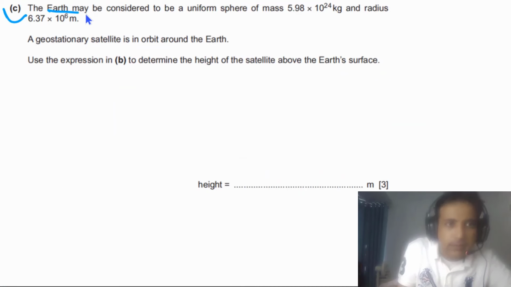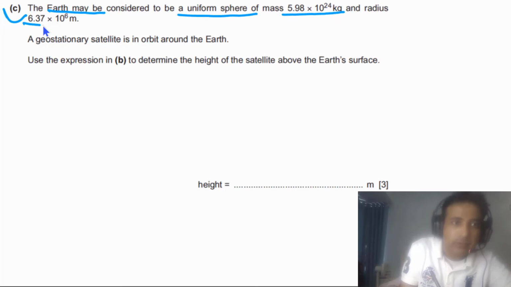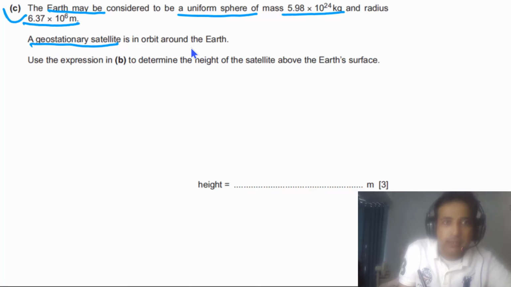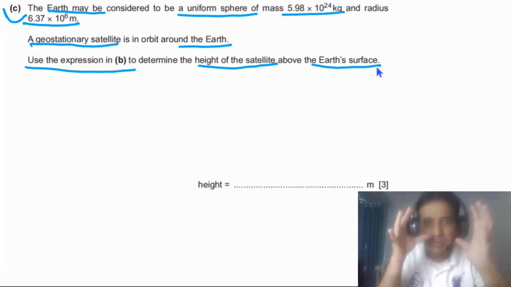Part C says the Earth may be considered to be a uniform sphere of mass 5.98 times 10 to the 24 kg and radius 6.37 times 10 to the 6 meters. A geostationary satellite is in orbit around the Earth. Use the expression in B to determine the height of the satellite above the Earth's surface. So it's a very nice question.